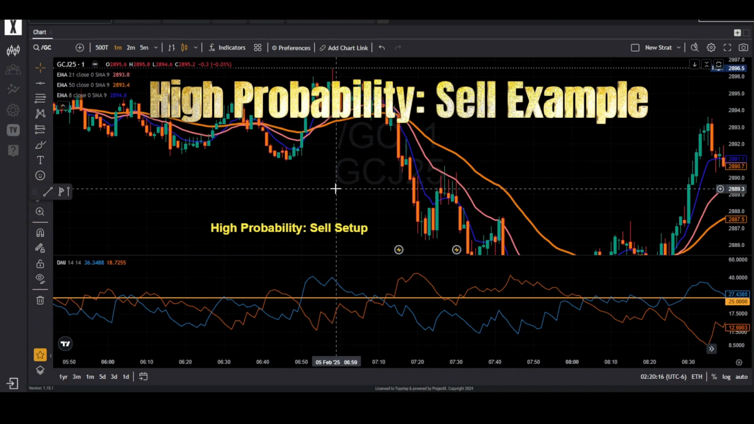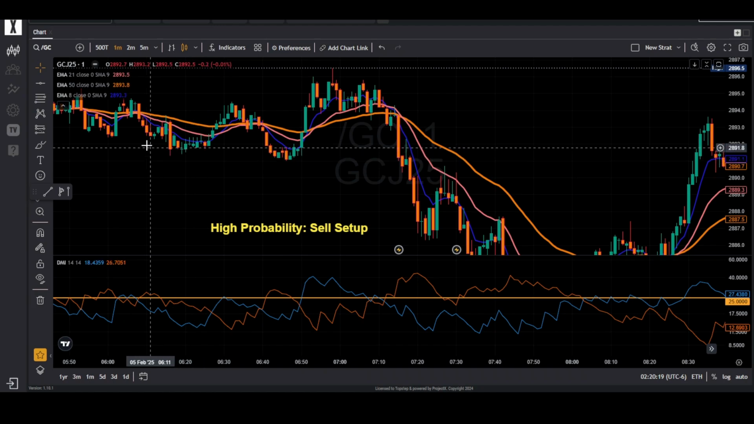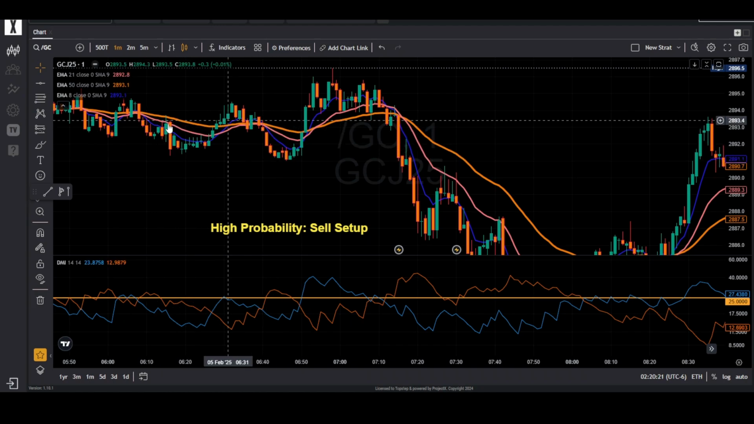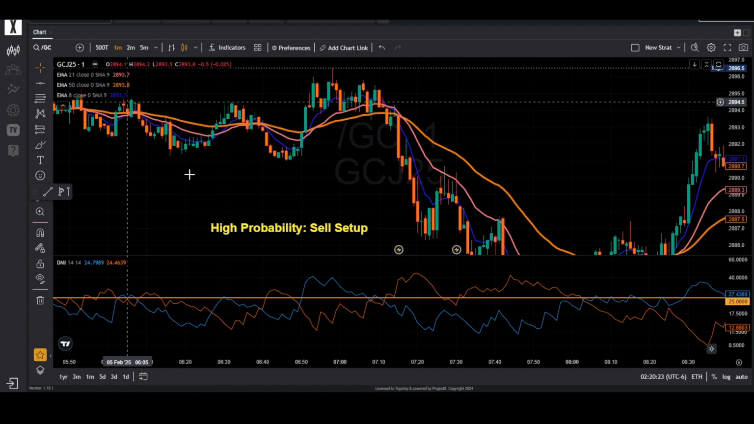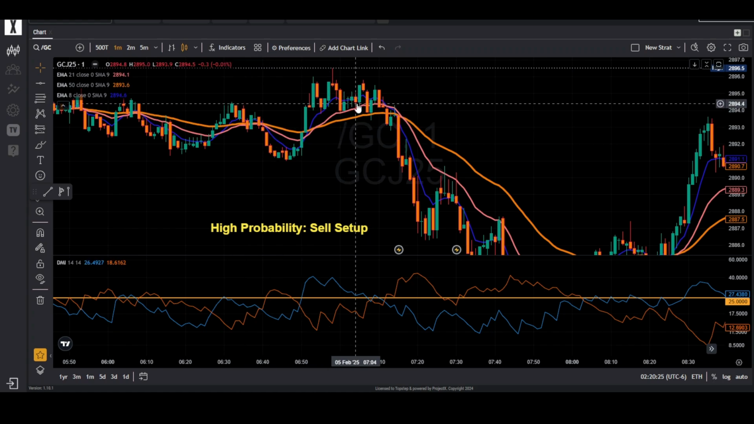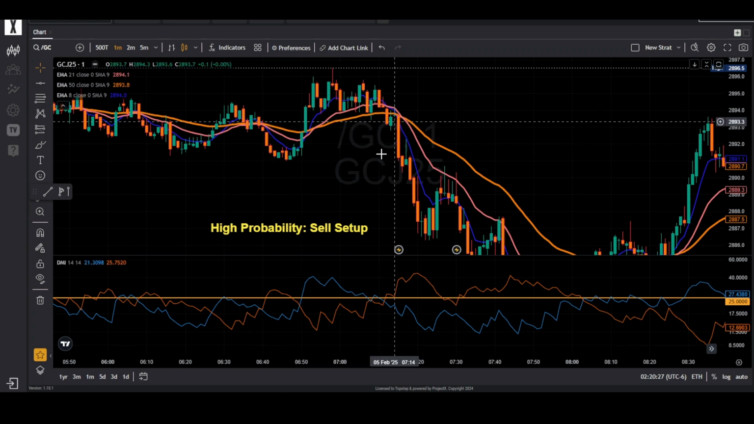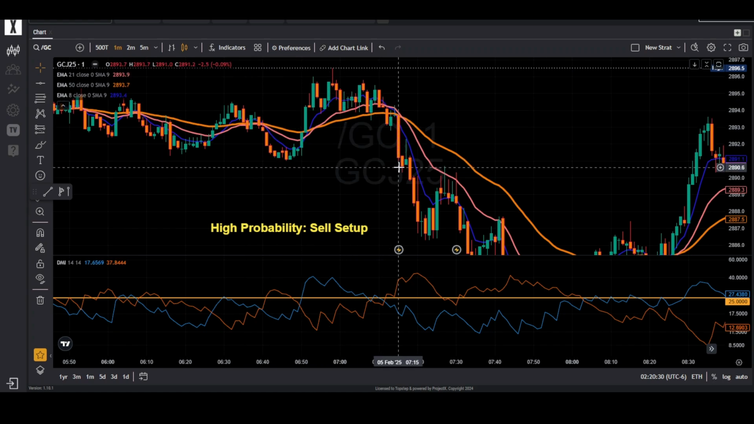So we are looking into the New York session. Before the session started, there's no significant trend. So the market is kind of in a zone over here. So now the New York session opened. So now we do see there was some news event.